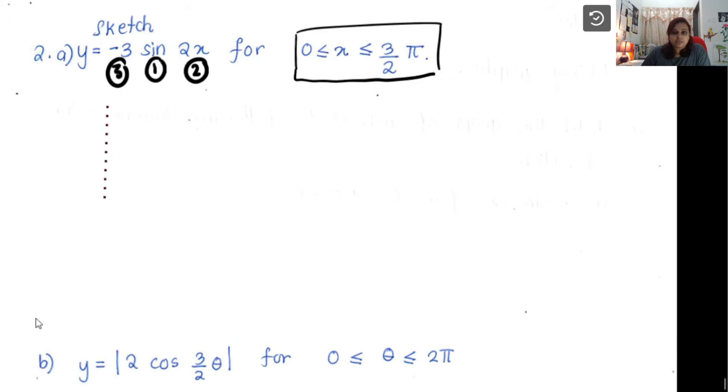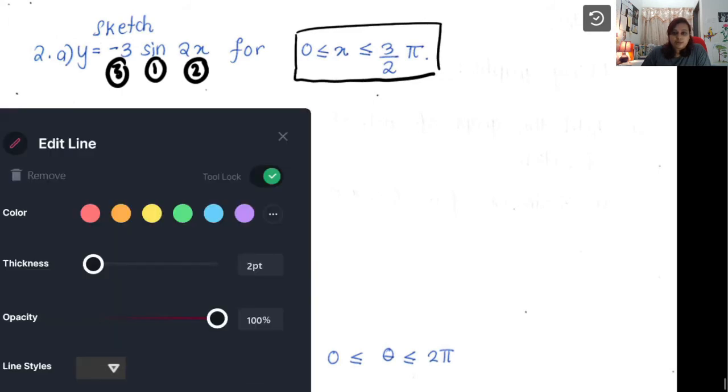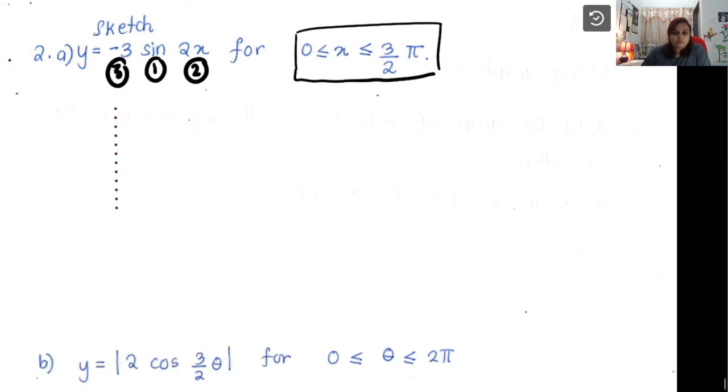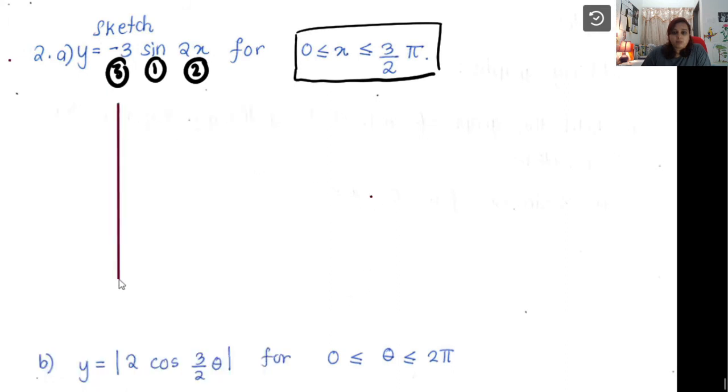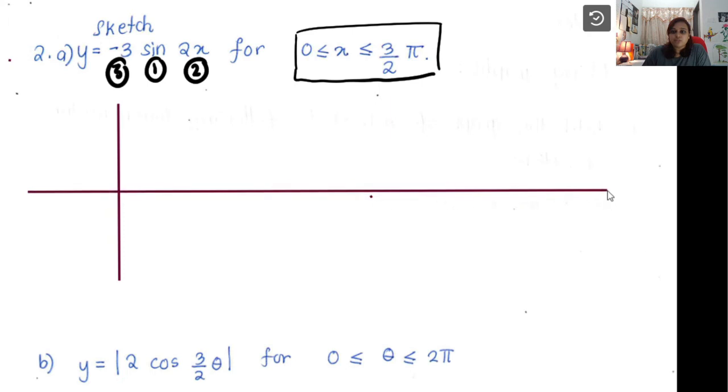First, oops, should be a solid line. Sorry, hold on one minute. Let me just change this. Okay. Alright. First, I'm going to draw. Let me draw longer a bit because here's about 2 cycles. Okay. This is X, Y.